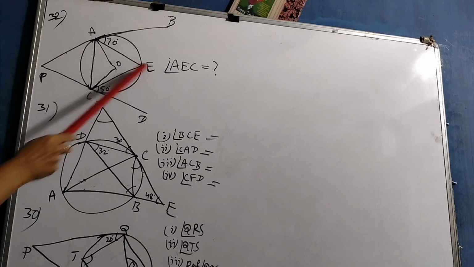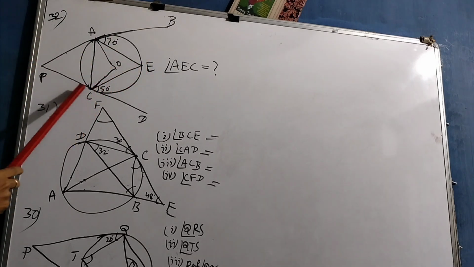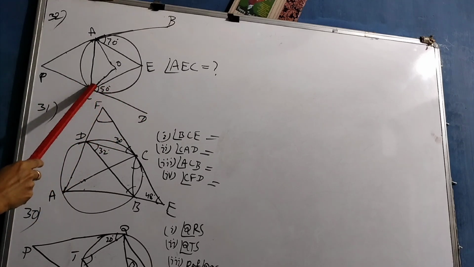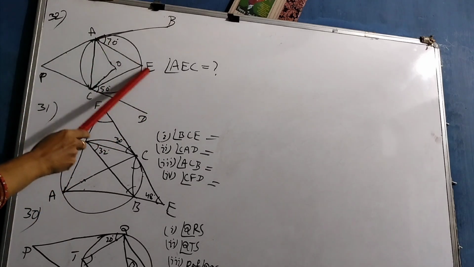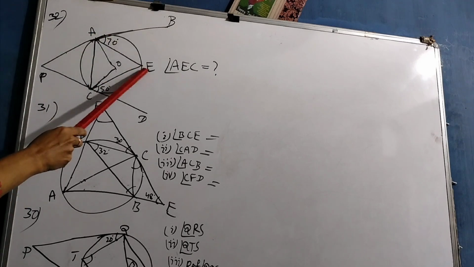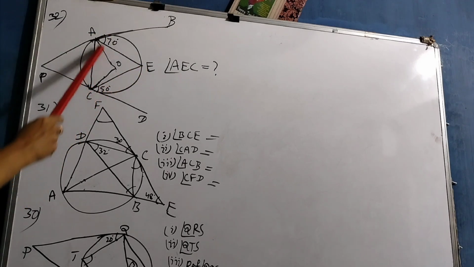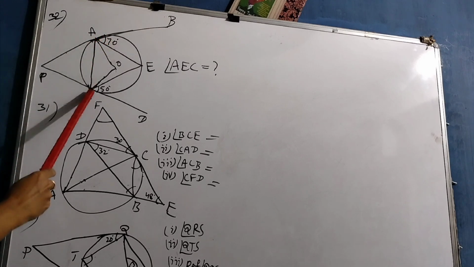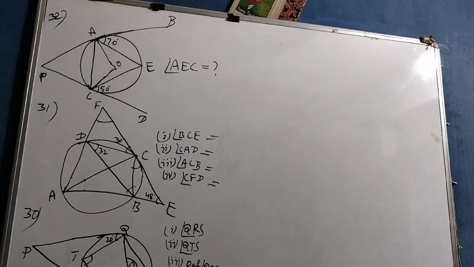Similarly, CE is the chord and this is the tangent. So this angle equals the alternate segment angle, that is the CAE angle. This is 50 degrees, so CAE angle equal to 50 degrees. This is 70 degrees, so ACE angle equal to 70 degrees.